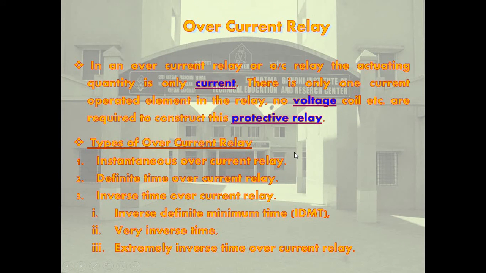Next is the overcurrent relay. An overcurrent relay has a single input in the form of AC current. In an overcurrent relay, or OC relay, the actuating quantity is only current. There is only one current operated element in the relay. No voltage coil etc. is required to be constructed in this protective relay.